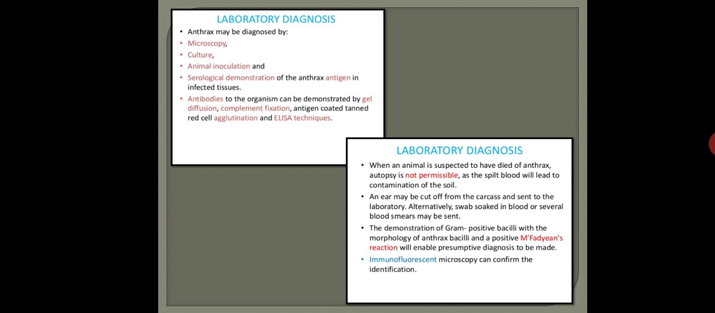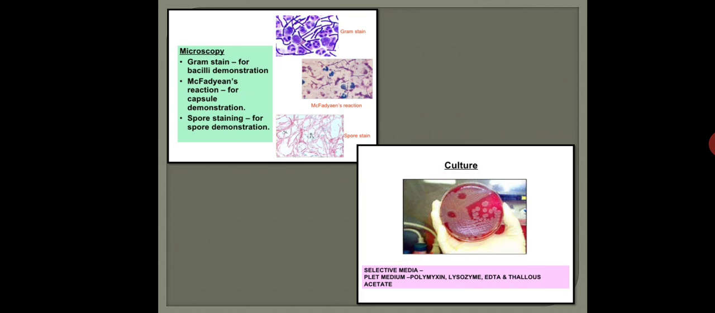Then the demonstration of gram positive bacilli with the morphology of anthrax bacilli and McFadden's reaction can also be used, and immunofluorescent microscopy will confirm the identification, because in this technique the capsule is visible, and the capsule is the main antigenic structure that causes the disease. So this technique, immunofluorescent microscopy, gives the confirmation of this disease. Now different techniques are there.